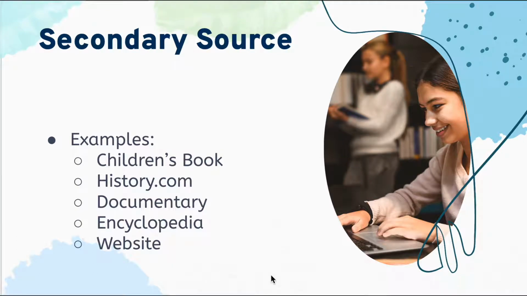Let's see how your example compares. Here are some examples of good secondary sources. A children's book, which is a great way to understand the story of your topic. History.com, which always includes the causes, description, and effects. A documentary or video clip on a subject. An encyclopedia article, or a website. So these are all things we can use to really understand that story right away.